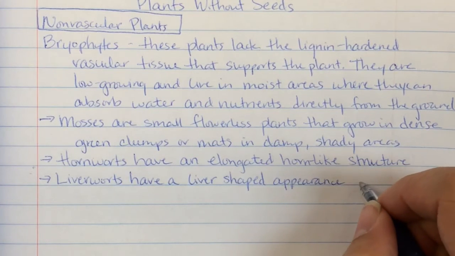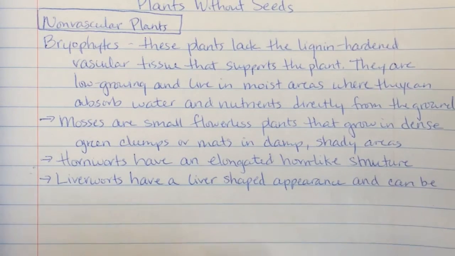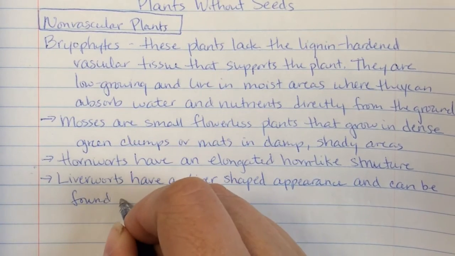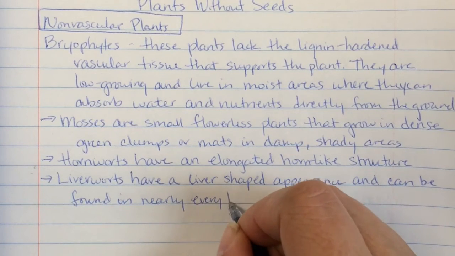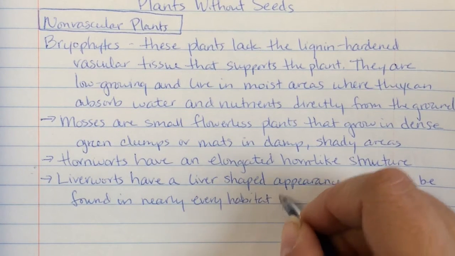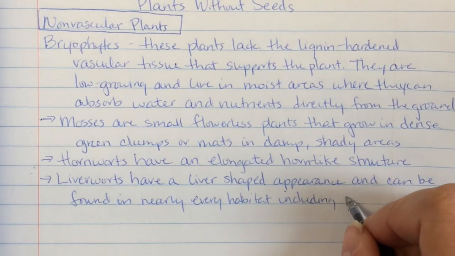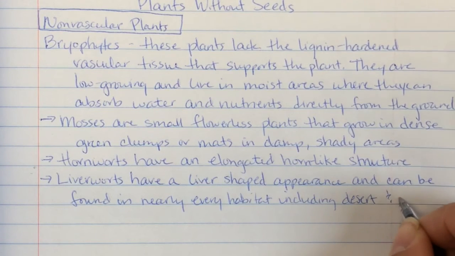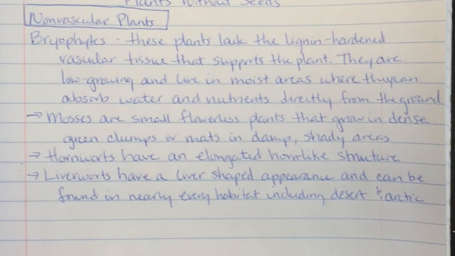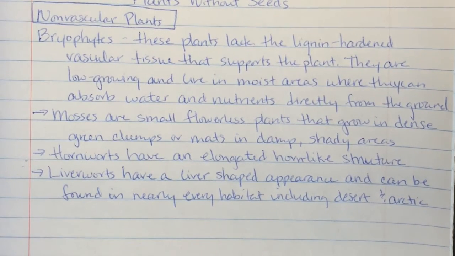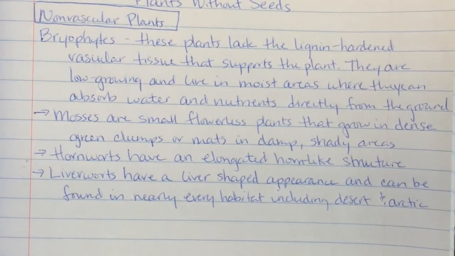And what's kind of cool about these, they can be found in nearly every habitat. There's even a few species, including desert and Arctic. They're a real tough plant. Lots of different species in there that are really hardy, can handle those extreme temperatures, lack of water. So that's just a bit on our non-vascular plants.